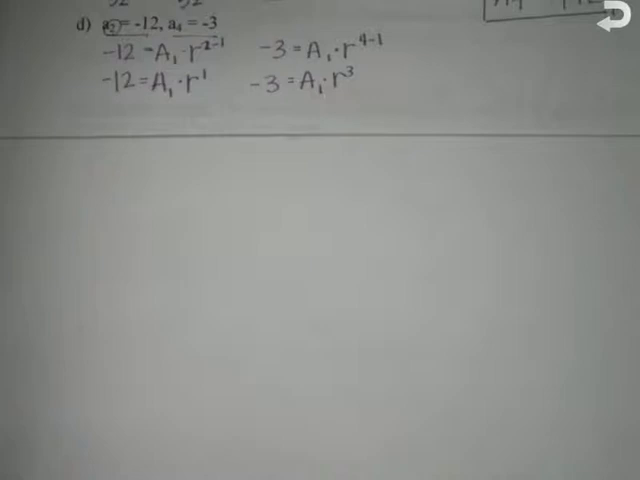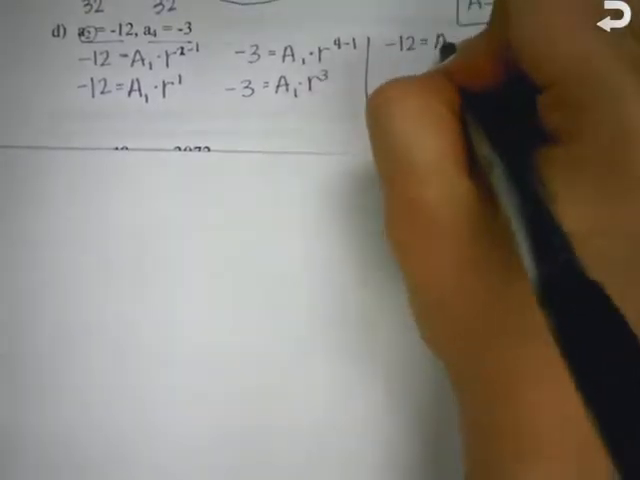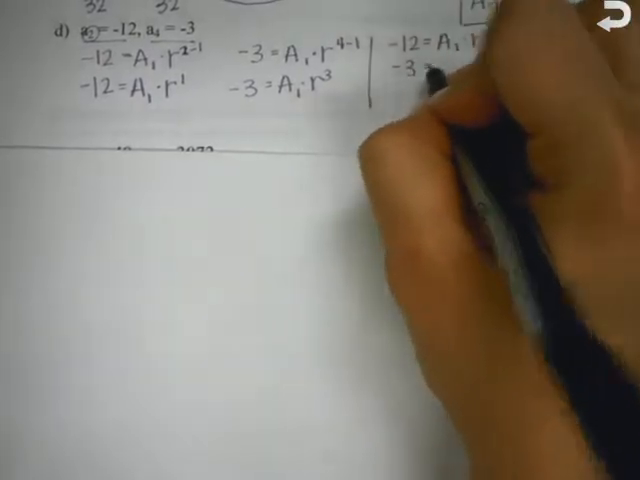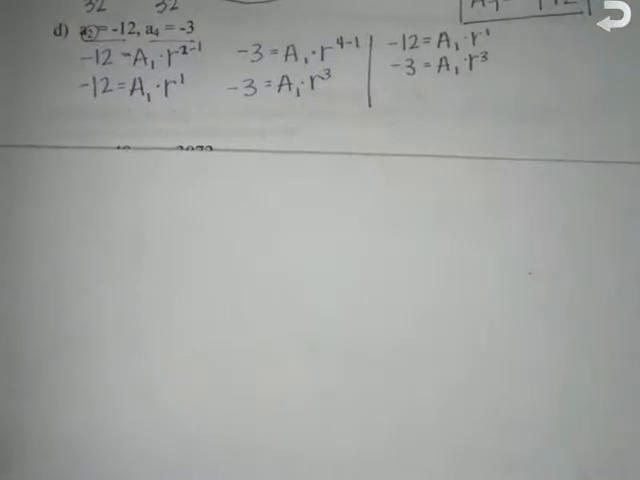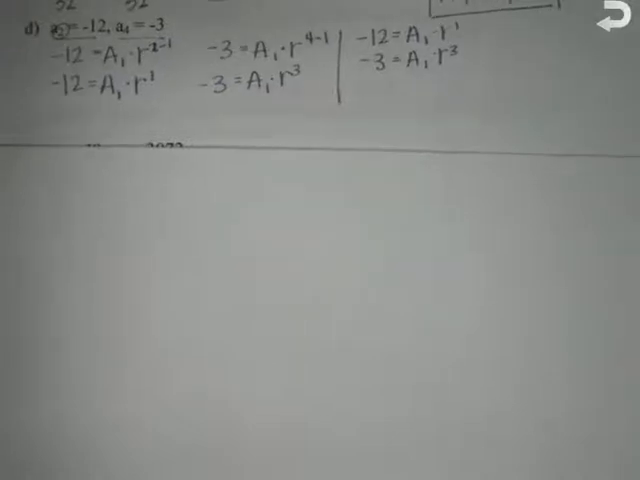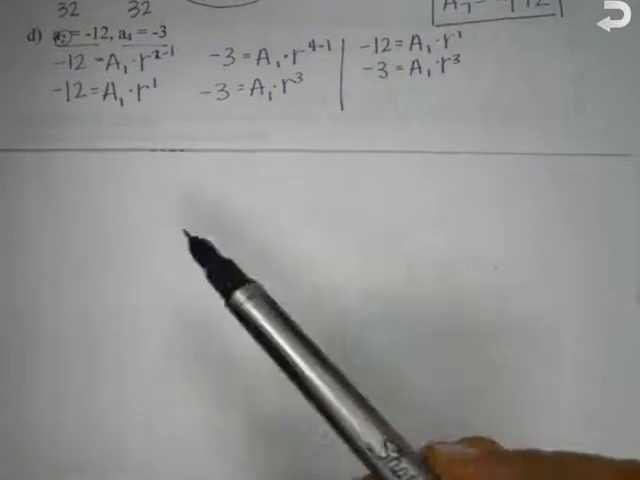And negative 3 equals a sub 1 times r to the third. This is both multiplication. Can I use elimination here? I can't. I have to use substitution. So what we're going to do is use one of these equations, and we're either going to solve for a sub 1 or we're going to solve for r. Let's solve for a sub 1 because there's no exponents in it, right? Okay, so why don't we use this first one?